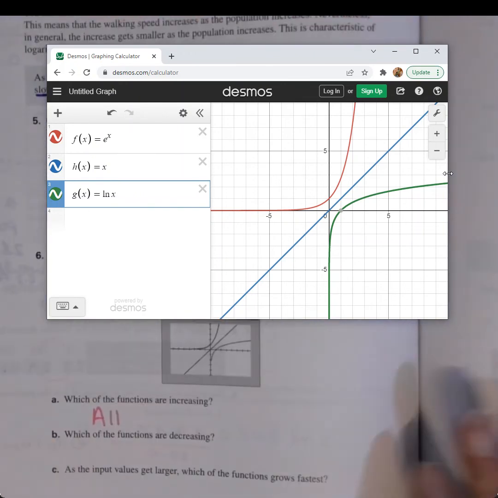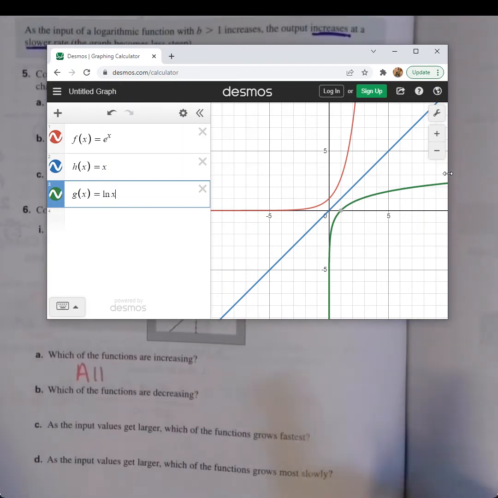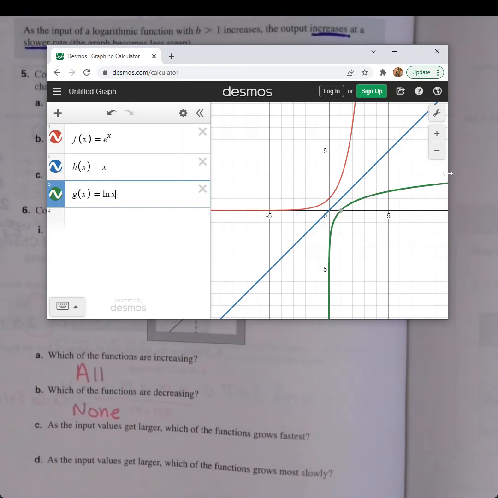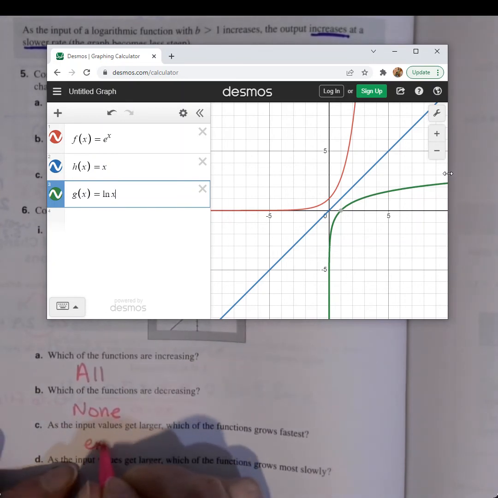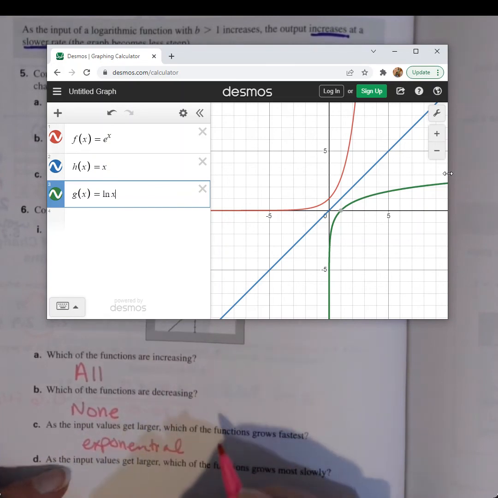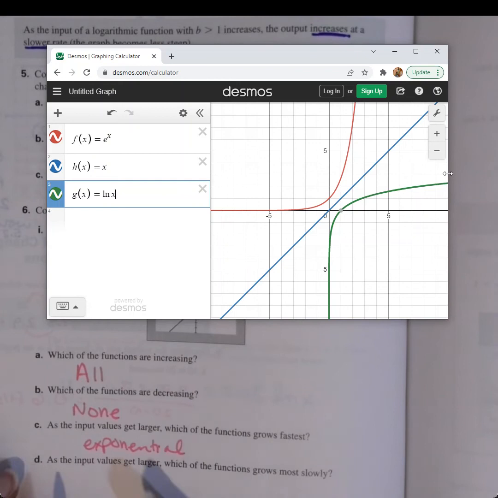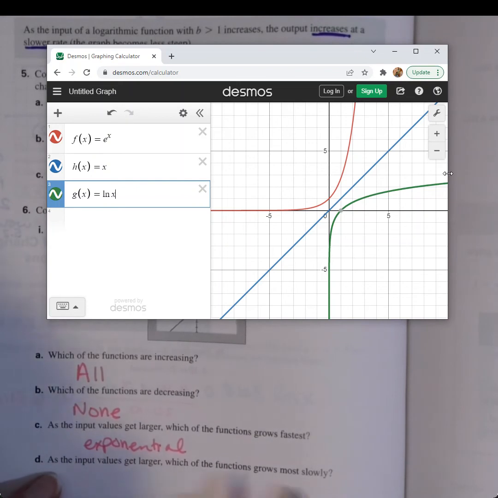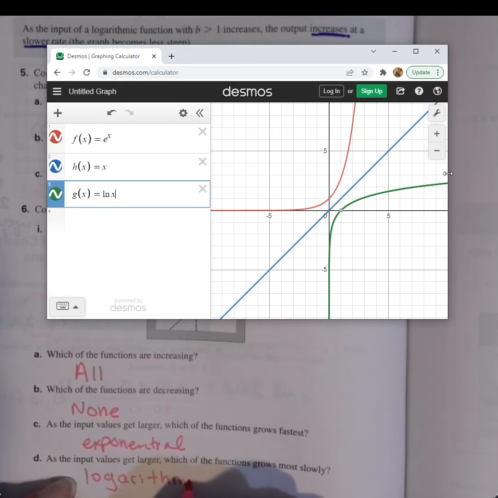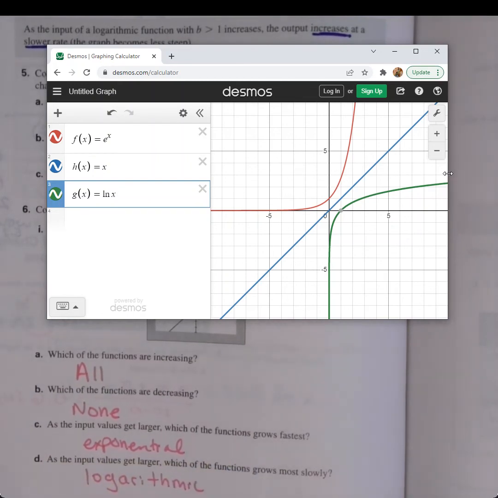So which functions are increasing? All. Which functions are decreasing? None. As the input values get larger, which function grows fastest? The exponential, which is our f of x equals e to the x. As the input values get larger, which function grows more slowly? The logarithmic. That's our g of x equals natural log of x.